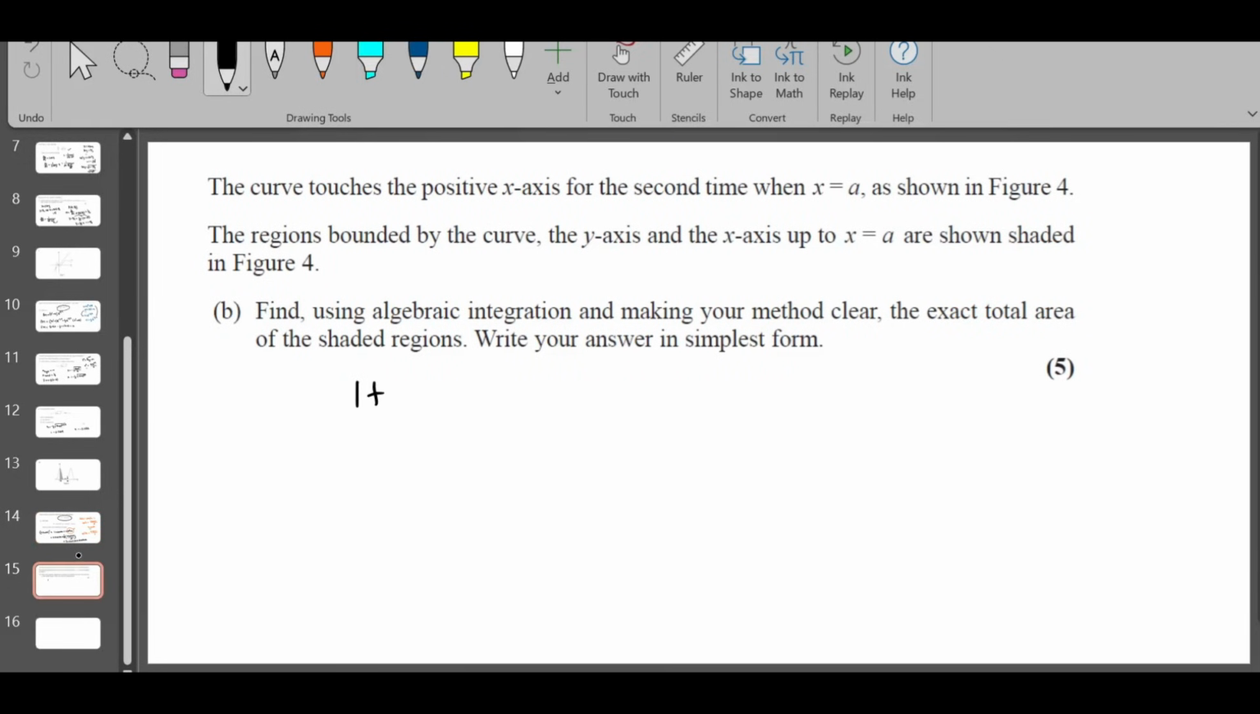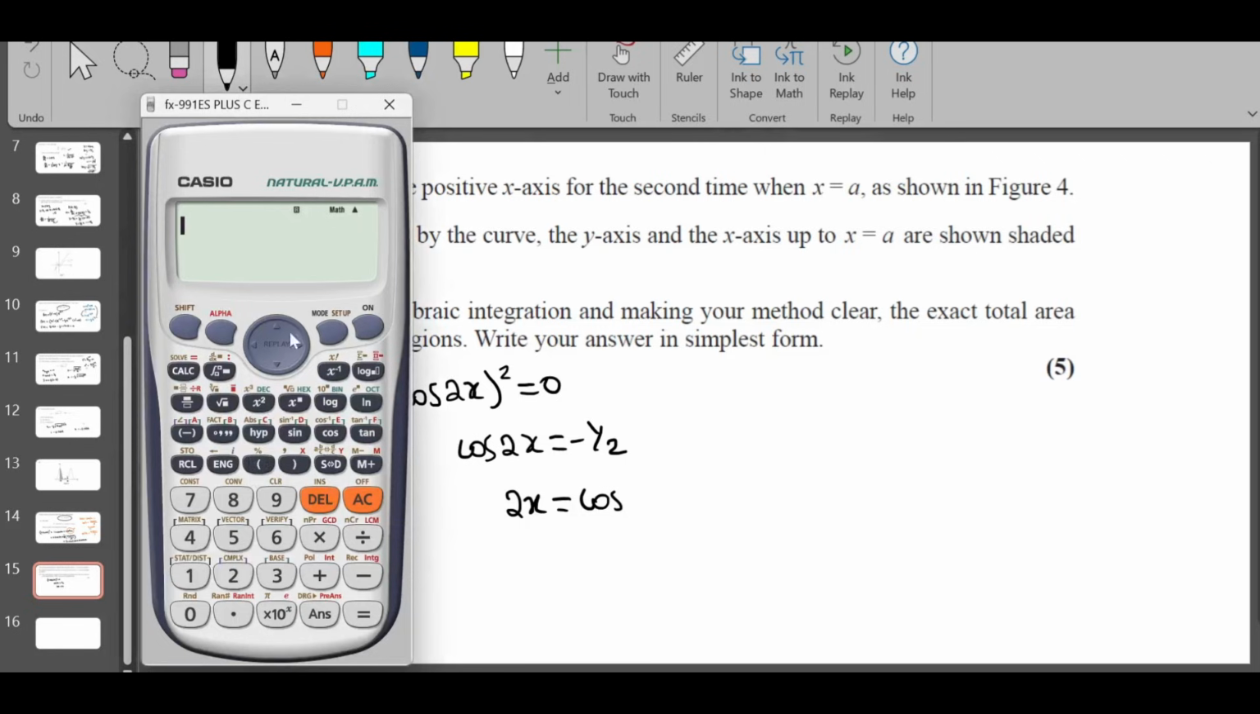So you will get 1 plus 2 cos 2x, whole square, is equal to 0. Make cos 2x the subject. So take the square root both sides and make cos 2x the subject, you will get minus half. You need to solve this trigonometric equation and take the second solution. The method I teach is you need to find cos inverse of positive half. So you use radian mode. Cos inverse of positive half is pi over 3.